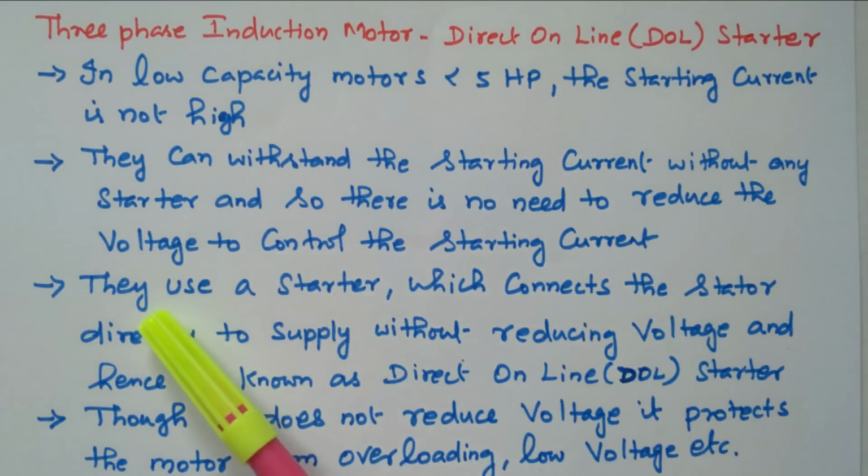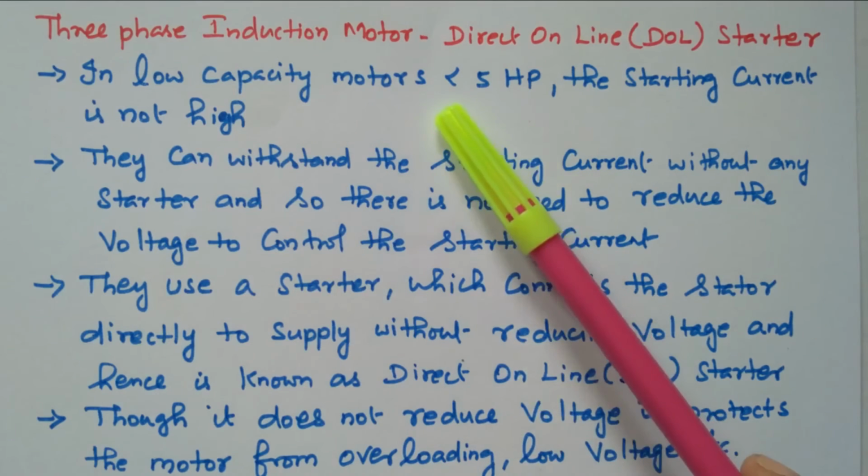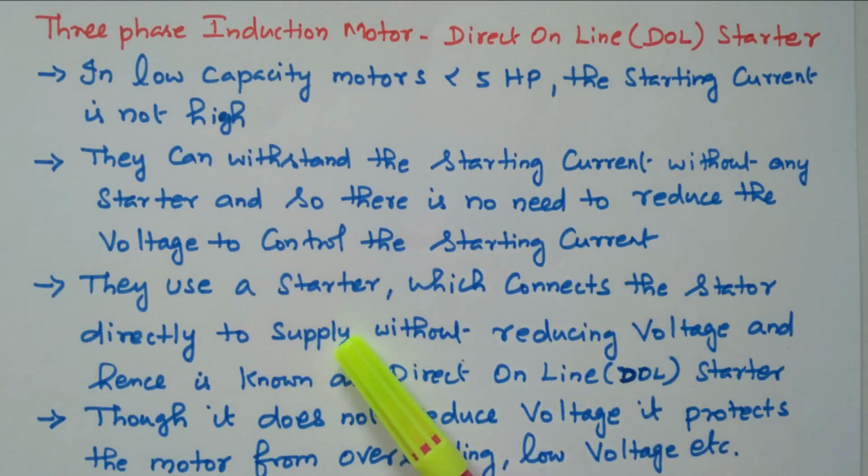voltage. So they use a starter which connects the stator directly to the supply. In this type the supply is directly connected, no need to reduce the voltage. Our aim is to reduce the current, so we would need to reduce the voltage, but it is not needed. Without reducing the voltage, hence it is called a direct online starter. So due to this low capacity motor, the supply is directly given to the motor without any reduction, so it is called a direct online starter.